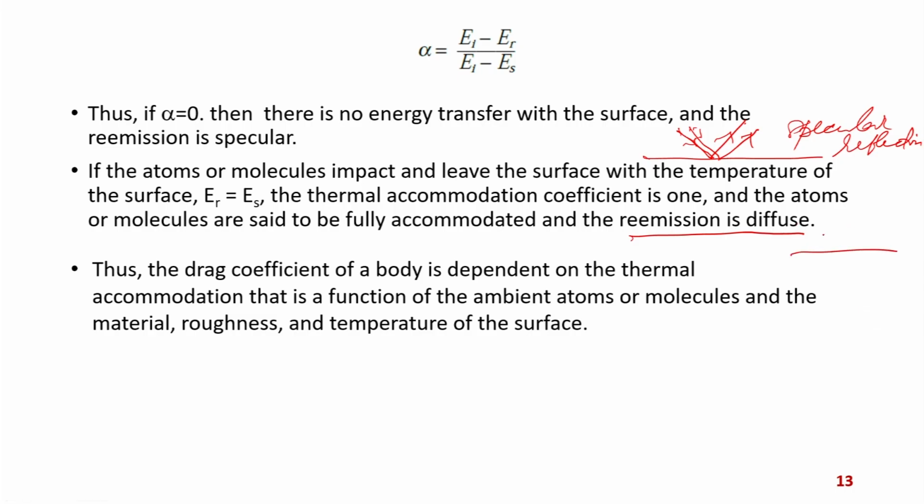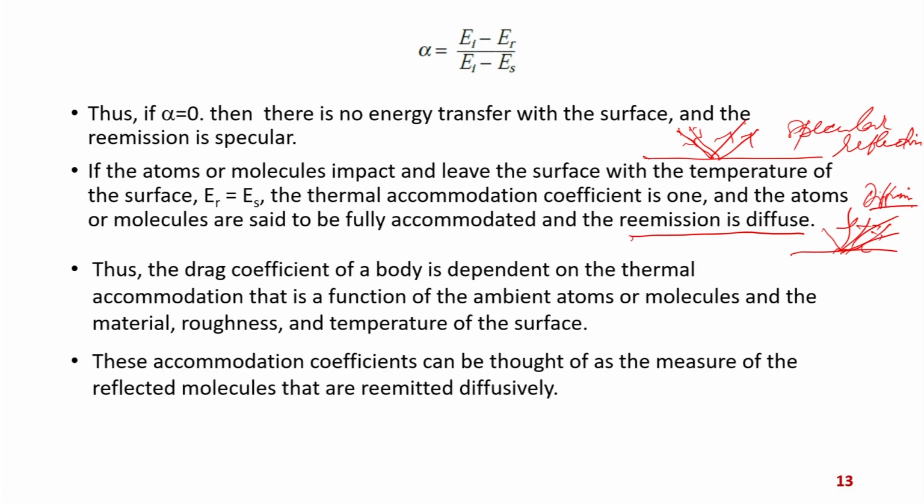And in that case, this re-emission is like a diffusion. Diffusion means it is coming and there is scattering in different directions. So, this is called the diffusion. So, these accommodation coefficients can be thought of as the measure of the reflected molecules that are emitted diffusively.